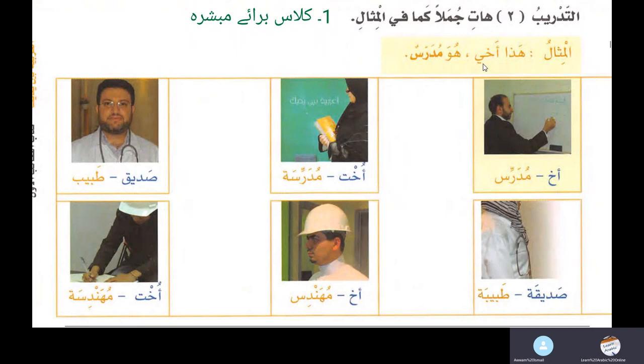So you will add ya to all these words. Ukht, ukhti: ukht means a sister, ukhti my sister. Sadiq means a friend, sadiqi my friend. Here they made a sentence: hadha akhi huwa mudarris, this is my brother, he's a teacher. Make similar sentences for all these.